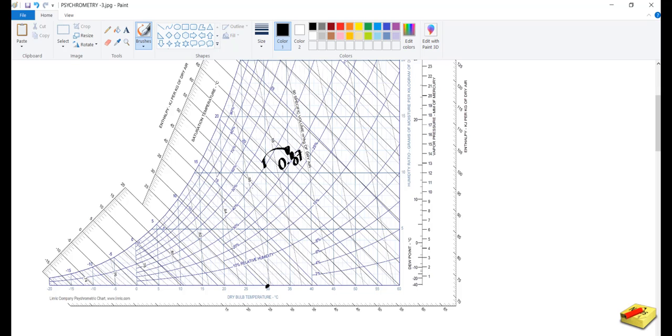Okay, so that is by using the psychrometric chart. So we have here 40% RH. So ito yung curve na ito. Then we have your dry bulb temperature, which is 30 degrees Celsius. Okay.